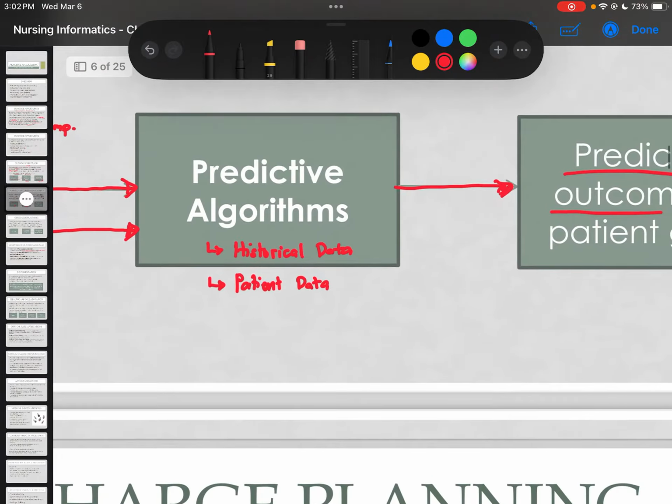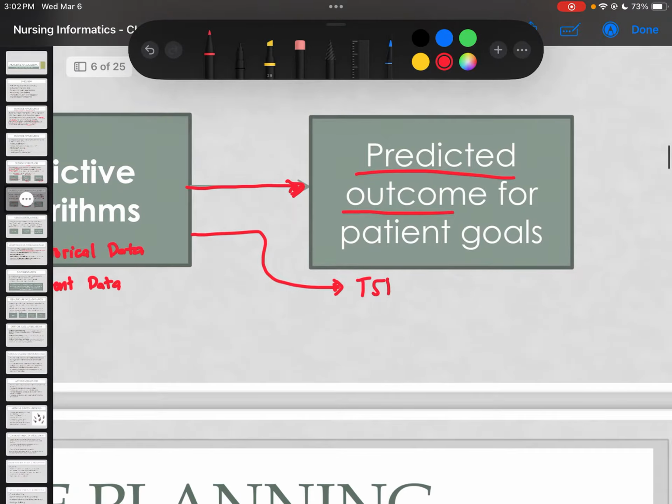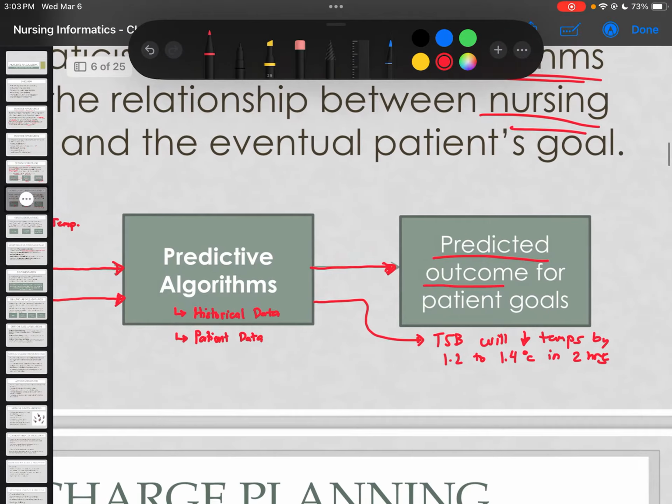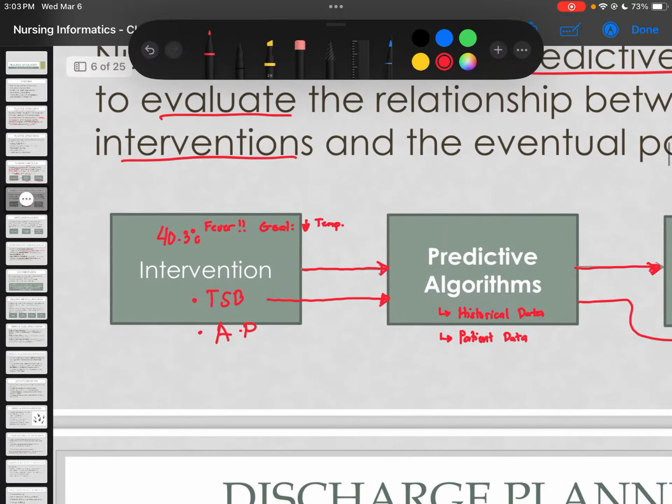Okay, and the algorithm will predict that tepid sponge bath will decrease temps by 1.2 to 1.4 degrees Celsius in 2 hours. Okay. Muna siya yung prediction, ha? That is their prediction towards our patient goal. Diba? Itong goal is to decrease temp.